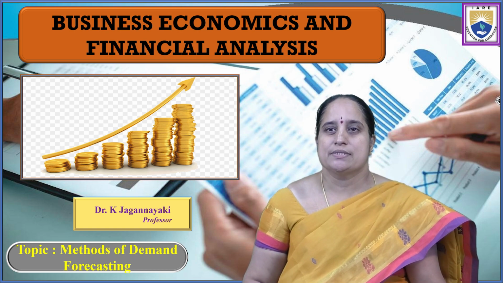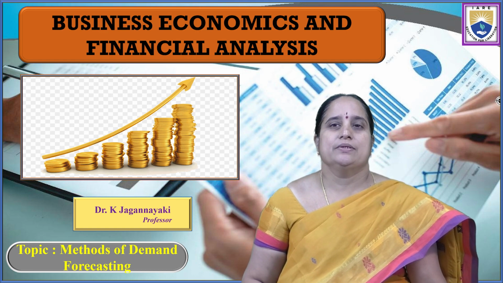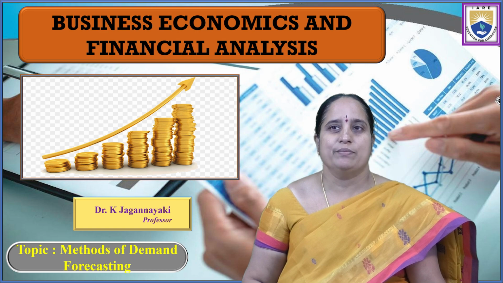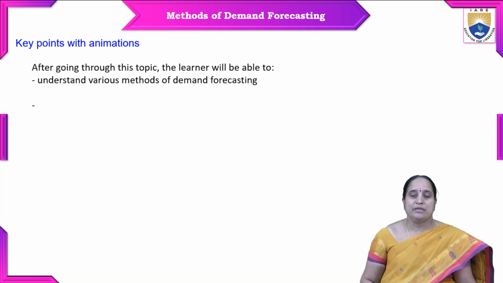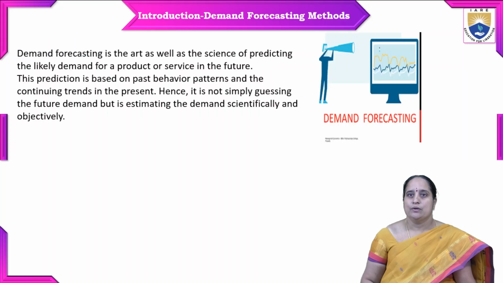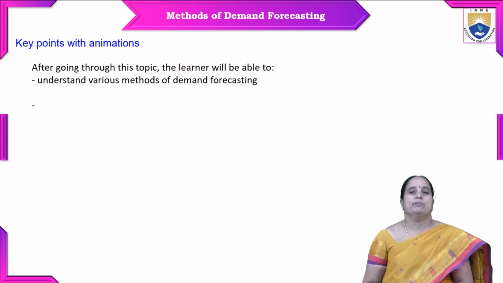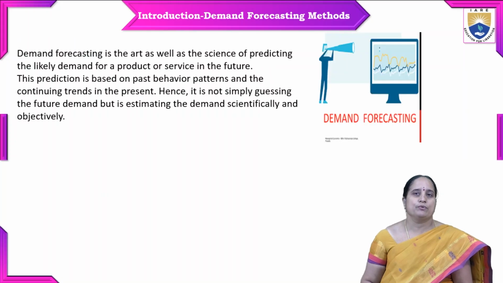So today I would like to discuss with you about methods of demand forecasting. In the last session we discussed what is demand forecasting, what are the different levels of demand forecasting, and what are the limitations of demand forecasting. Today, after going through this topic, the learner will be able to understand various methods of demand forecasting. Basically, demand forecasting methods are divided into two, quantitative and qualitative. So let us discuss all the methods of demand forecasting.